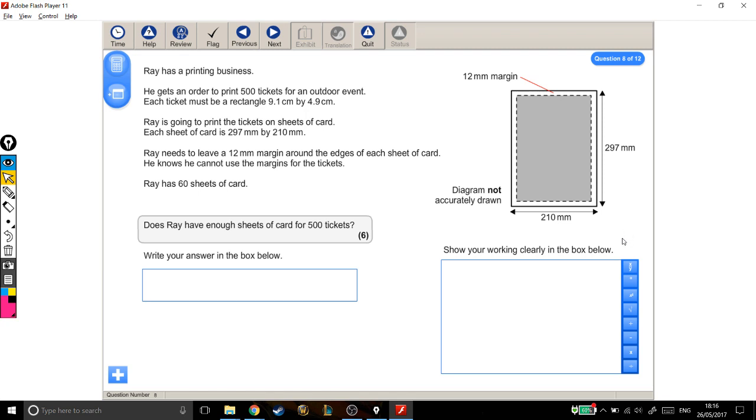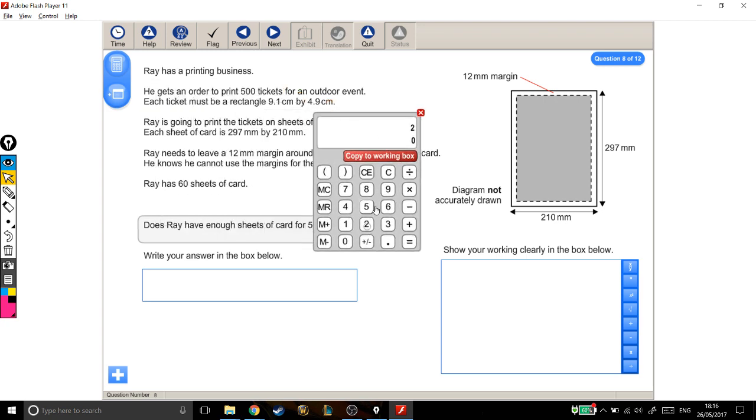Okay, so the first thing we need to do is take off this 12 mm margin from the top and bottom, the left and the right. In my experience, people really often miss off the fact that you need to take it away from the top and bottom, even though it's on the diagram there. So how tall is the piece of card that we can actually use for the tickets? Well, it should be 297 mm, but we need to take off 12 mm from the top, and we need to take off 12 mm from the bottom.